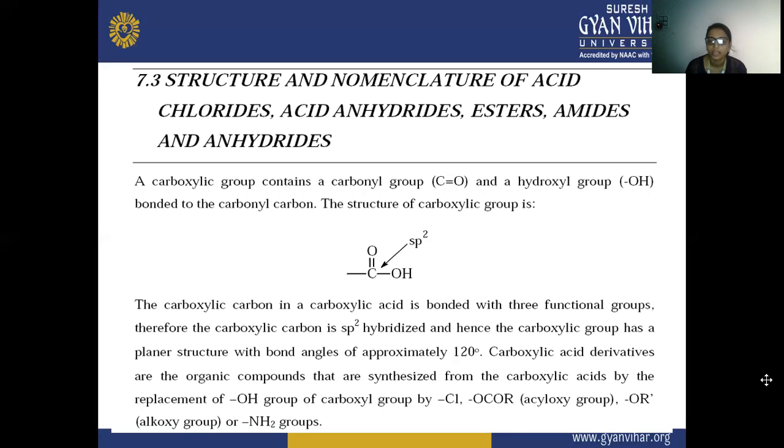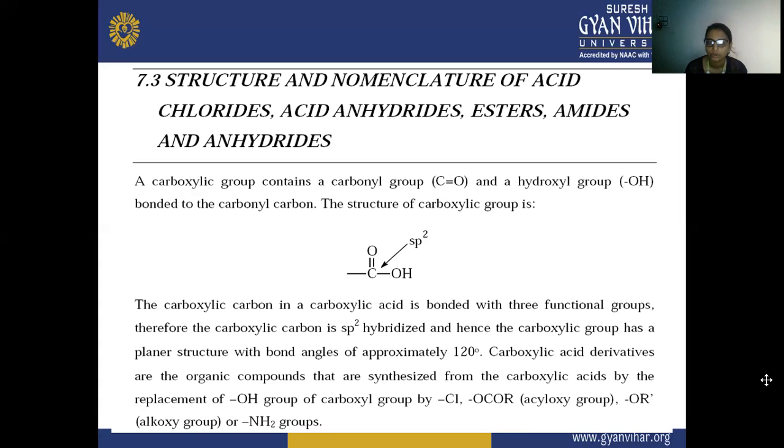The carboxylic acid derivatives are the organic compounds that are synthesized from the carboxylic acid by the replacement of the OH group of the carboxyl group by Cl, OCOR, OR, and NH2. So what is the structure of these carboxylic acid derivatives? The structure of these derivatives can be obtained from the structure of the carboxyl group.